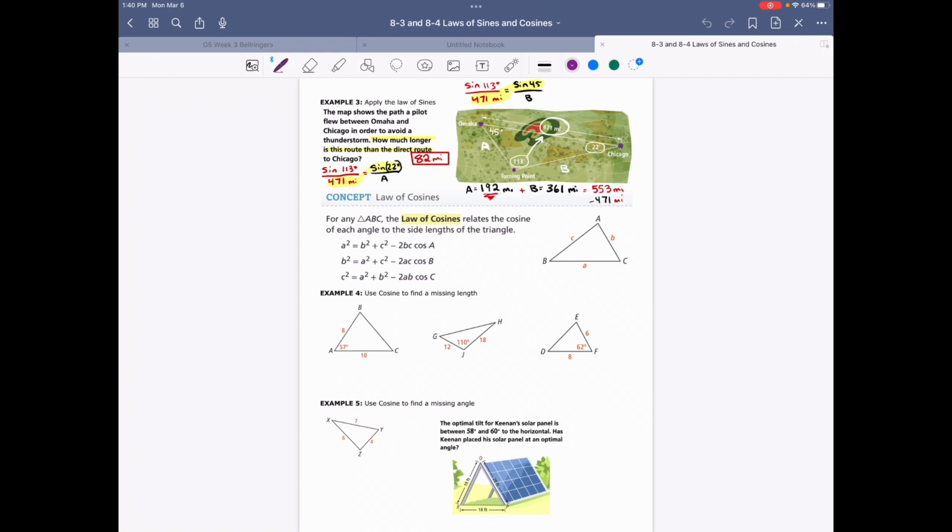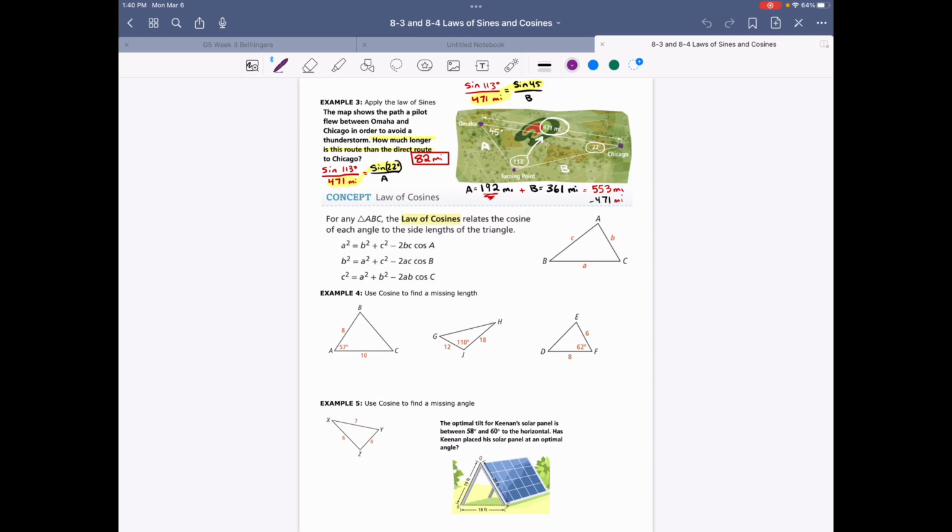Today, let's go over the law of cosines. The law of cosines kind of looks a little bit like the Pythagorean theorem, as you'll see. For any triangle ABC, the law of cosines relates the cosine of each angle to the side lengths of the triangle. Depending on what you're given, you can use this equation.